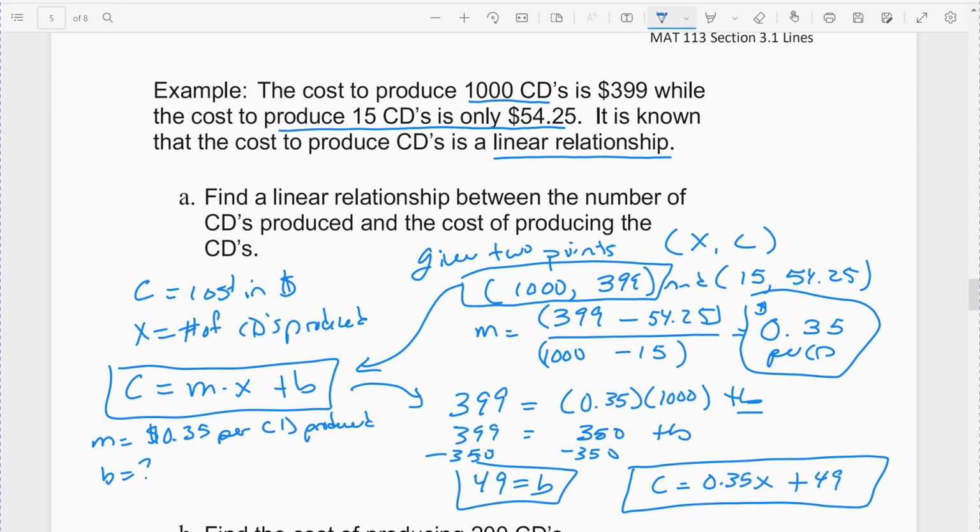Right? The rate was 0.35. The initial cost was 49. So 49 was sort of the fixed cost, whether they produced 1 CD or 50, they have to pay $49. Each individual CD costs the same price. It costs 35 cents to produce. Alright, so there's my cost equation.